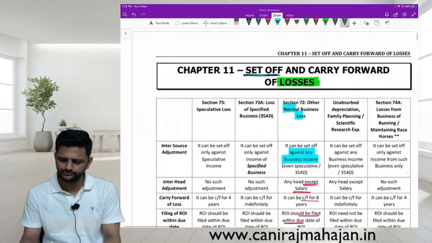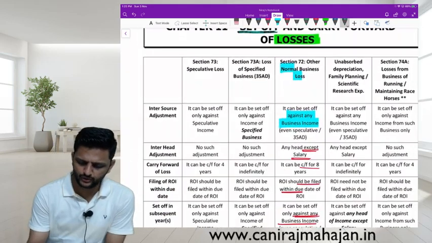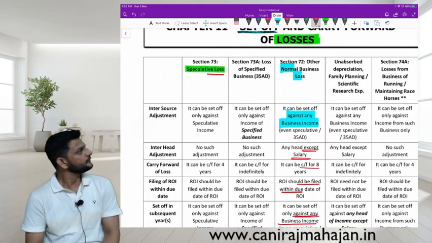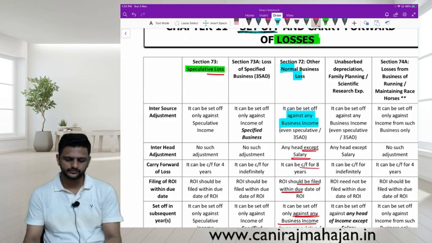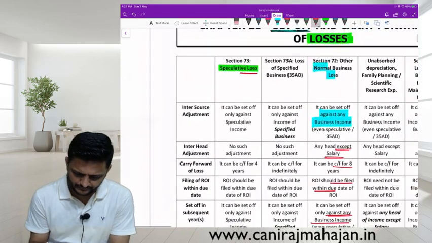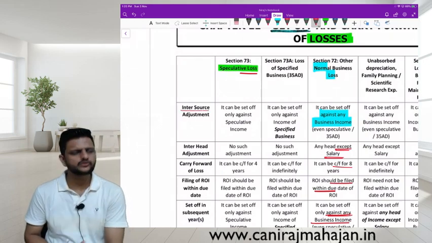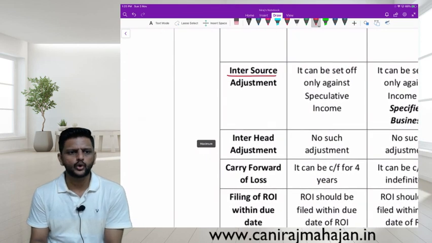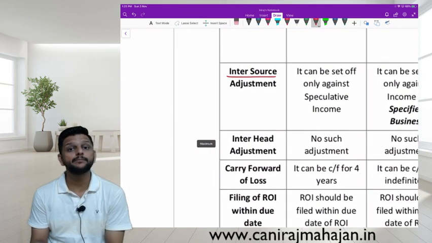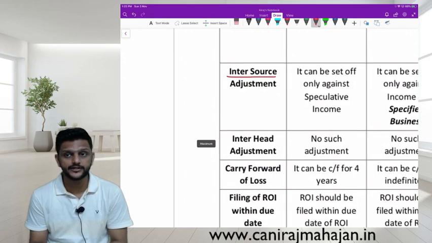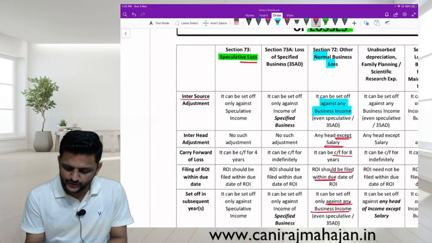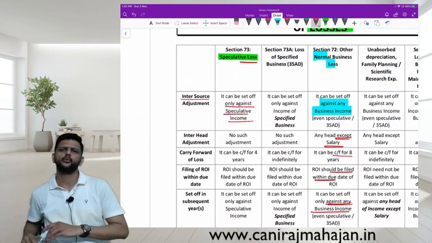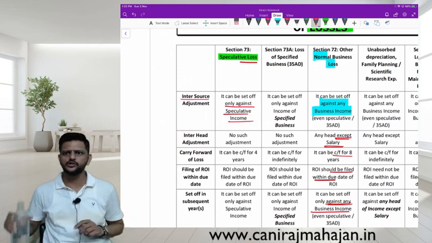Check. Come back to your first page. Speculative loss. Inter-source adjustment, okay? Again, which section or which head of income can you tell me? PGPP. The head of income is PGPP. It can be set off only against speculative income. This is similar to who? Specified business loss and what else?